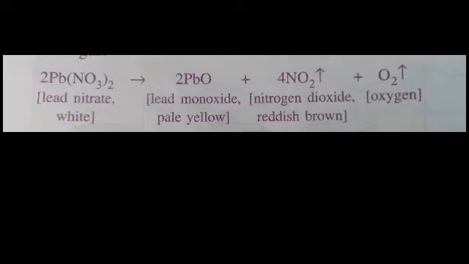So, observation. What do you observe? Lead nitrate is heated strongly. Observation means that you must write: reddish brown gas of nitrogen dioxide is released and yellow colored lead monoxide is formed. Which gases are released? That is nitrogen dioxide and oxygen gas.